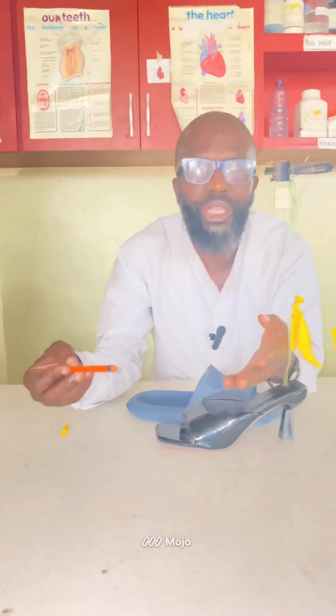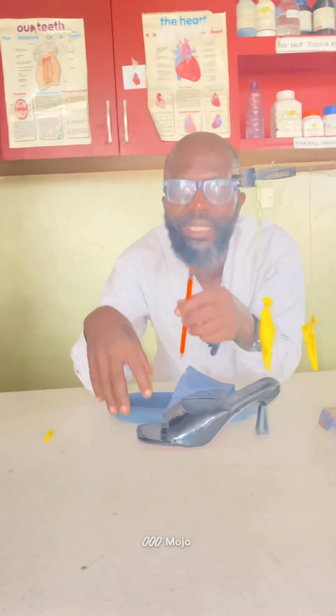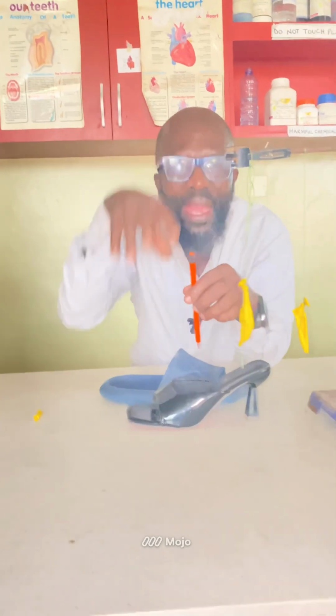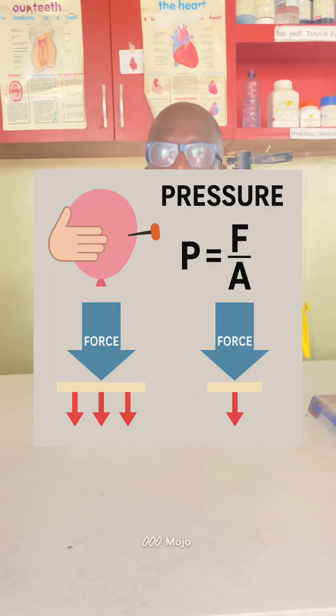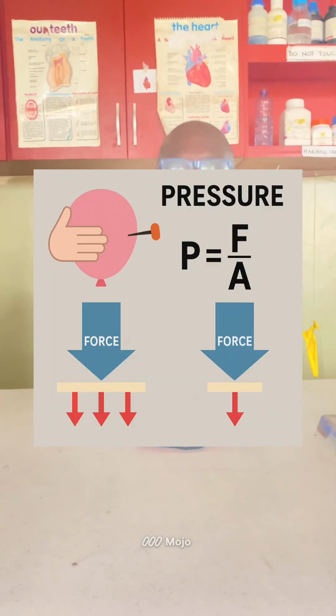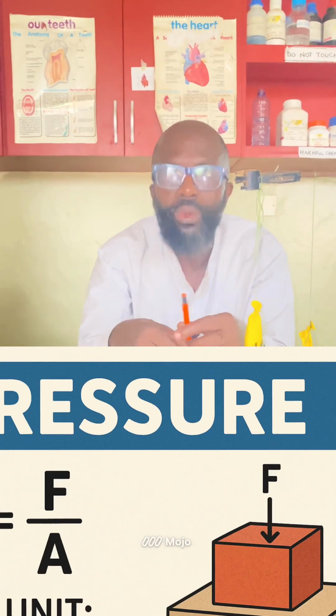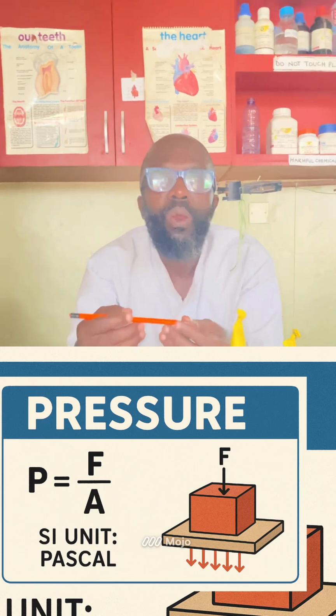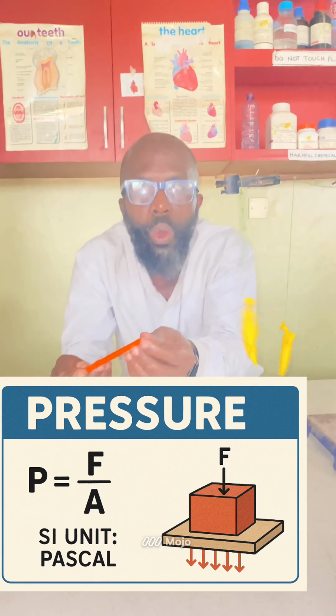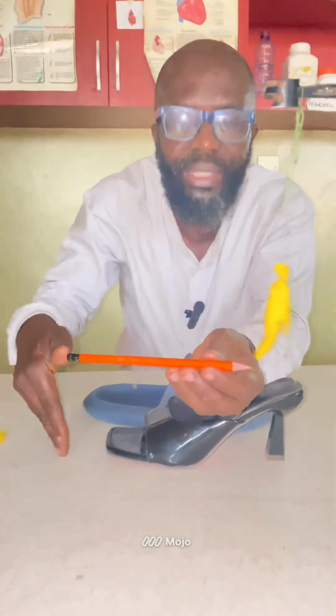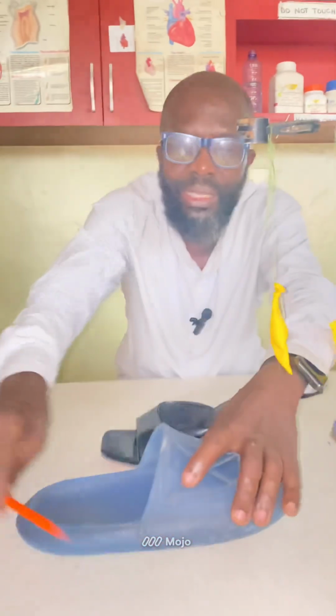So now what is pressure? Pressure is the force acting perpendicular per unit area. Now, what is the SI unit? The SI unit is Newton per meter square or Pascal. So today, remember that when the surface area is small, pressure exerted is great. And when the surface area is great, pressure exerted is small.